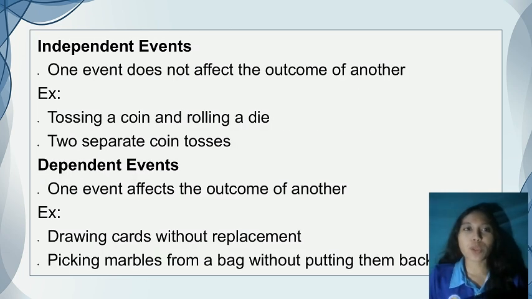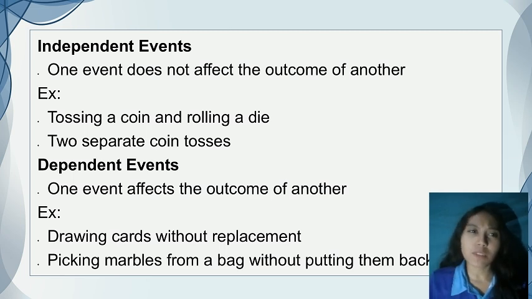Okay, now we will explore independent events. An independent event is one where one event does not change the outcome of another event. So an example of this is tossing a coin or rolling a die, and two separate coin tosses. An example is tossing a coin and rolling a die.